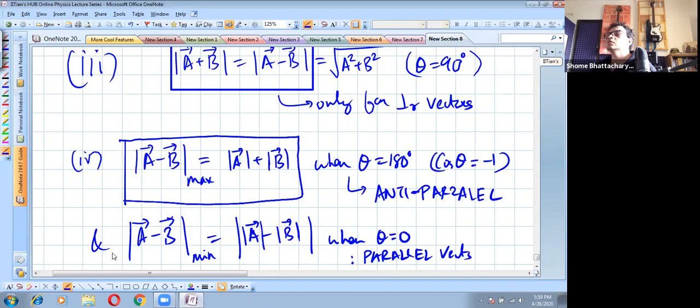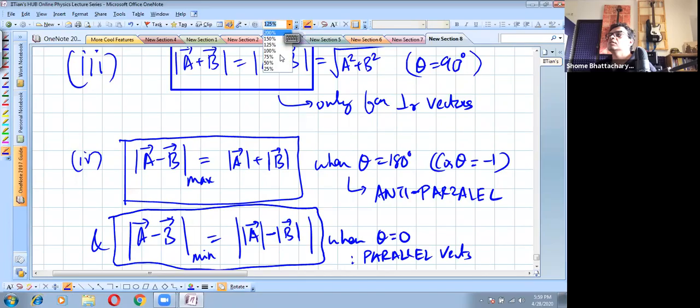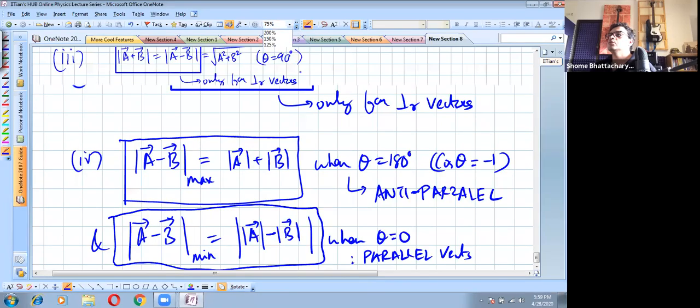Okay. So that is like an opposite kind of behavior. When they are parallel, the difference is minimum and the sum is maximum. When they are anti-parallel, the sum is minimum and the difference is maximum. So they are like inversions of each other. Okay. So this is another sort of special point from the theorem of triangle law.